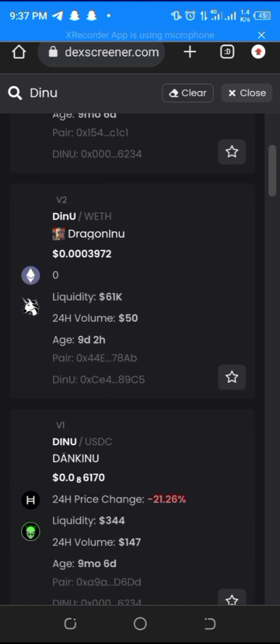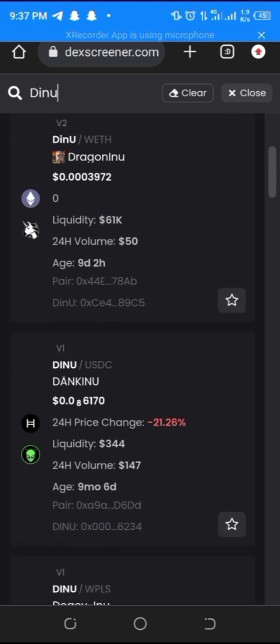How do I know that this second one, which is Dragon, is on Ethereum? Because I'm seeing Dino/WETH, which is Ethereum. It means Ethereum coin, right? Wrapped Ethereum. That is when you see WETH, it means wrapped Ethereum. So, and then the logo again. Those are the two ways, right? Please pay attention.